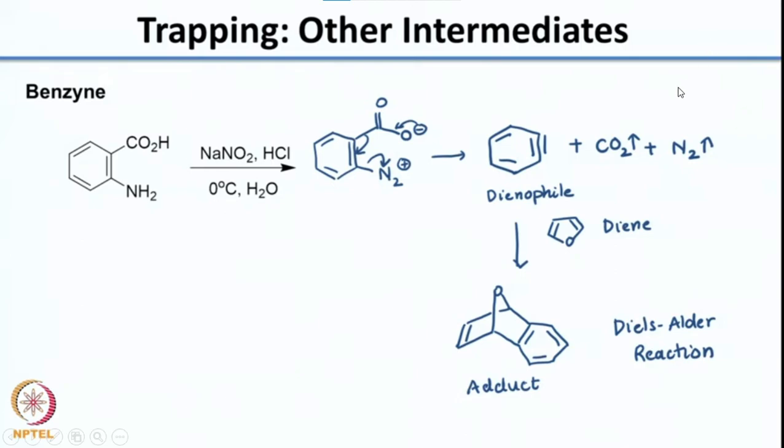So here is the dienophile formation along with CO2 elimination and N2 elimination. These are gases. When this dienophile reacts with a diene, it gives an adduct by a 4 plus 2 cycloaddition reaction, which is also known as the Diels-Alder reaction. So how can we find out the benzyne intermediate? By reacting it with a diene to get the particular product. So we can predict that our intermediate was the benzyne intermediate. This is a type of trapping.